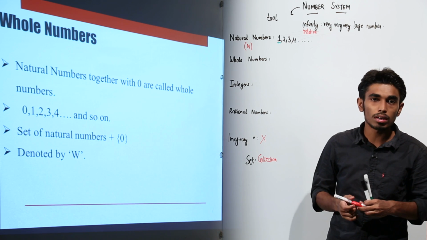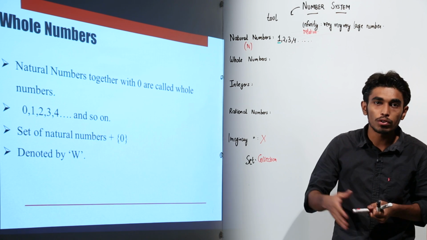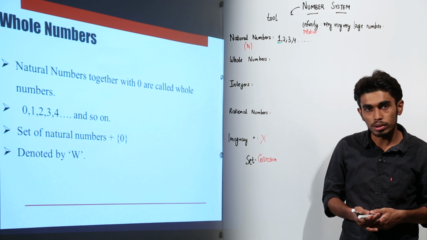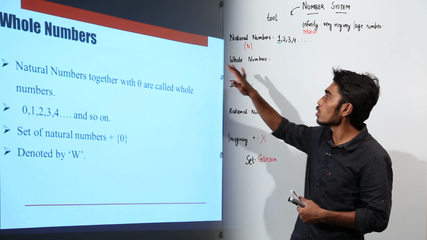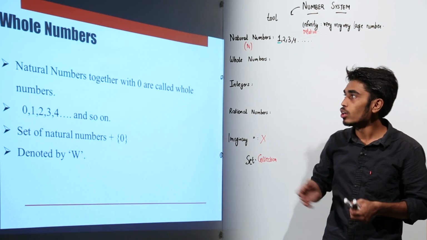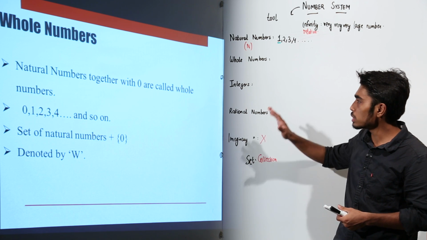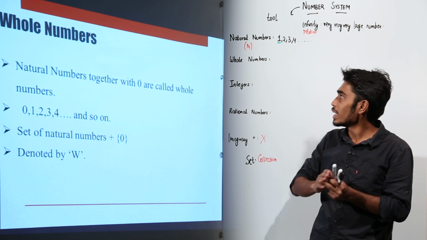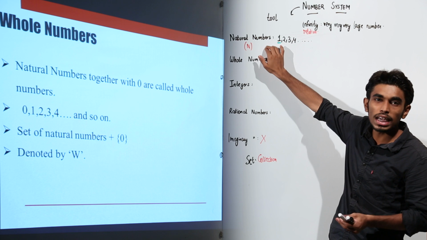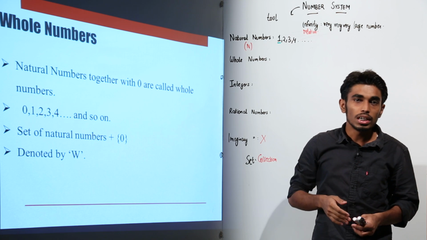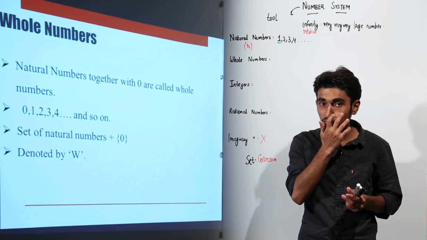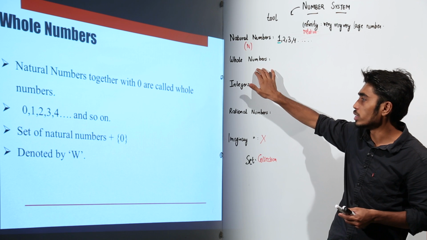So when in this chapter I'll be using this term set, I'll be referring to a collection of numbers, right? So now we'll talk about the whole number set, or the collection of whole numbers. Whole numbers are nothing but when 0 is added to the set of natural numbers, then the collection that we get is the whole number set.